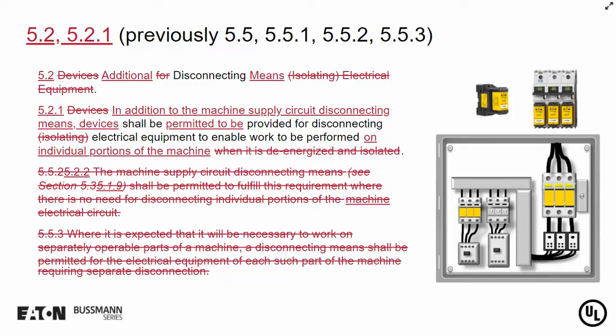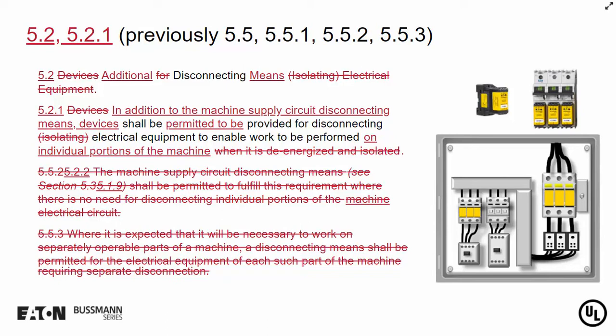The former 5.5.3 was combined with 5.2.1, so even though it shows strike through, it's been harmonized with that. The words "in addition to the machine supply circuit disconnecting means" were added to clarify these disconnects are in addition, again, to the machine supply circuit disconnecting means, and correlate with the revisions made to the section title. The term "isolated" in "when it is de-energized and isolated" was deleted for consistency.